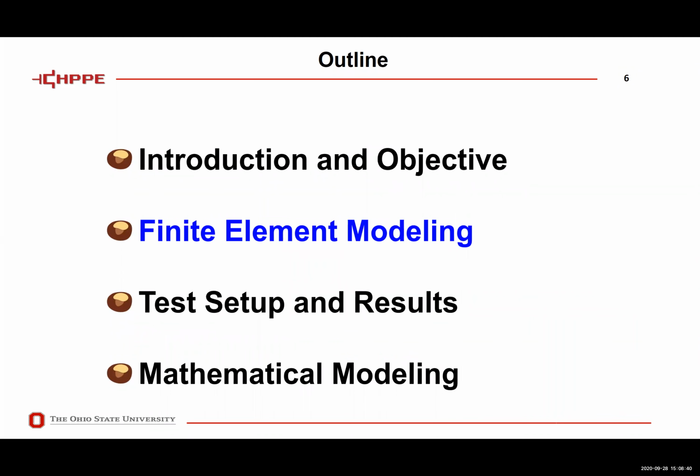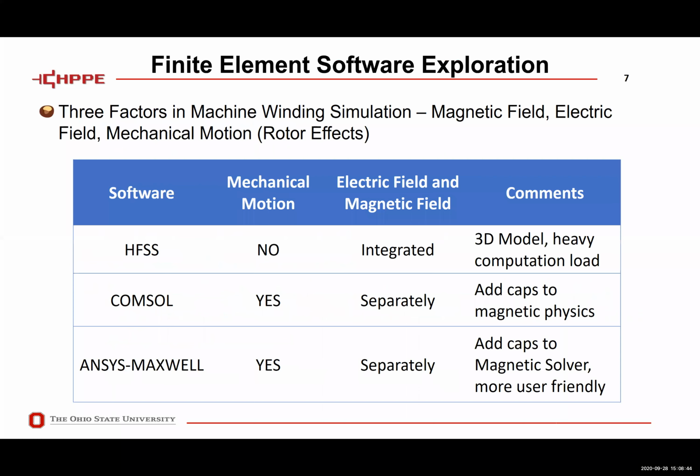And now let's talk about the finite element modeling approach we use. At the beginning of the work, we looked at a few tools that we have. We wanted to see which tool would be most suitable for this work. HFSS doesn't have mechanical motion, although it does have integrated electric field and magnetic field calculation. Because it doesn't have mechanical motion set up, we didn't use it.